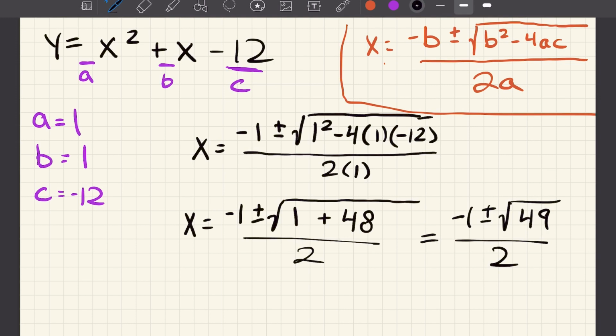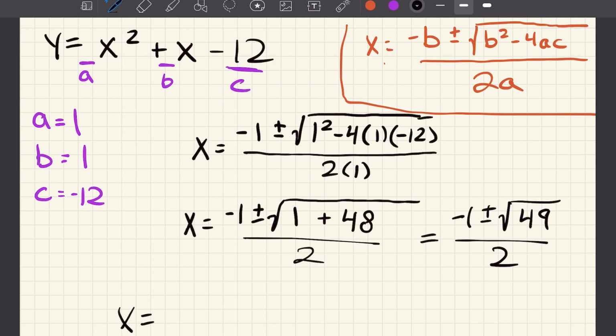We're actually almost there. We are going to do -1 plus this number divided by 2. And then we're going to do a second answer, which is -1 minus this number, all divided by 2. Do you know what the square root of 49 is? It's 7. That's all I had to say.